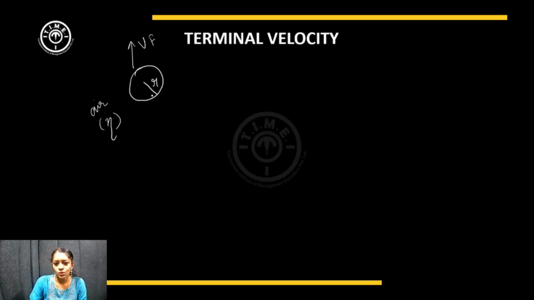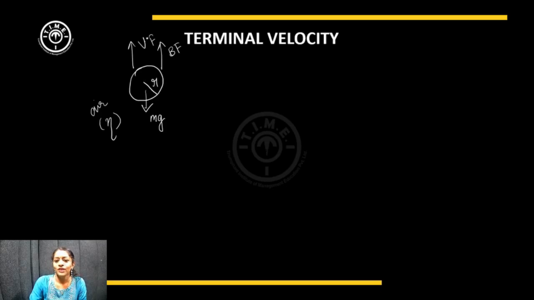And also this is an object which is moving through a fluid, right? So definitely there will be a buoyant force as well, which is also an upward force. So buoyant force or upthrust. And there is also one more force which is nothing but the weight of this raindrop or gravitational force mg, which is acting vertically downwards. So these are the forces acting on this raindrop.